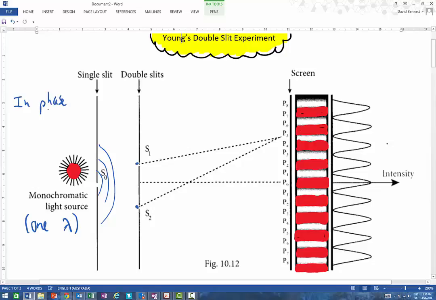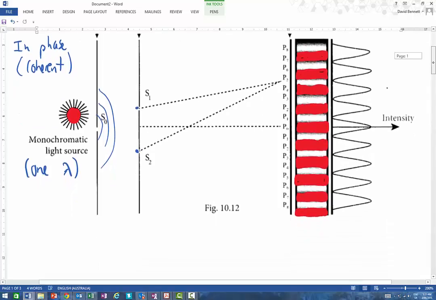In phase means that it's going to be what we call coherent. That's the term that we use. So you need to talk about, for an interference pattern to occur, you need to have monochromatic light and you need it to be coherent light.